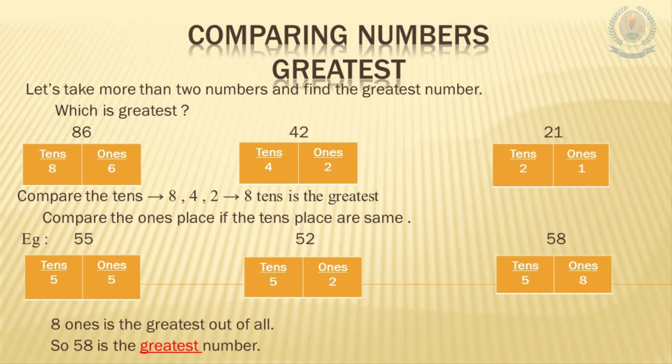You can see 55, only 5 ones are there. In 52, only 2 ones are there. And last, in 58, there are 8 ones. Among them, 8 ones is the greatest. So 58 is the greatest number.